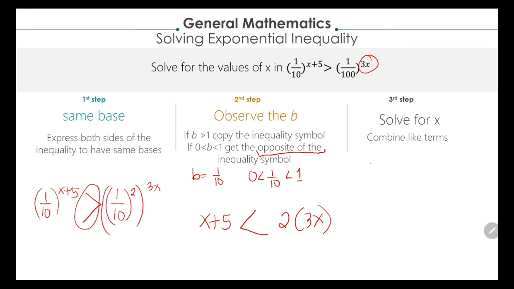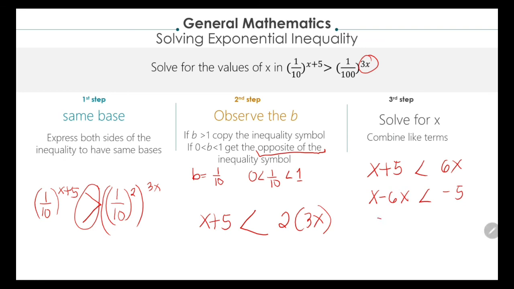Okay. So, we may now proceed with the third step. Solve for x. We have x plus 5 is less than 6x. Okay. Because 2 multiplied by 3x is 6x. And then combine like terms. We now have x minus 6x is less than negative 5. So, you have to eliminate positive 5 on the left side. So, it will become negative 5 on the right side. You have to eliminate 6x on the right side. So, you have to add additive inverse. And that is negative 6x. That's why we have negative 6x on the left side.